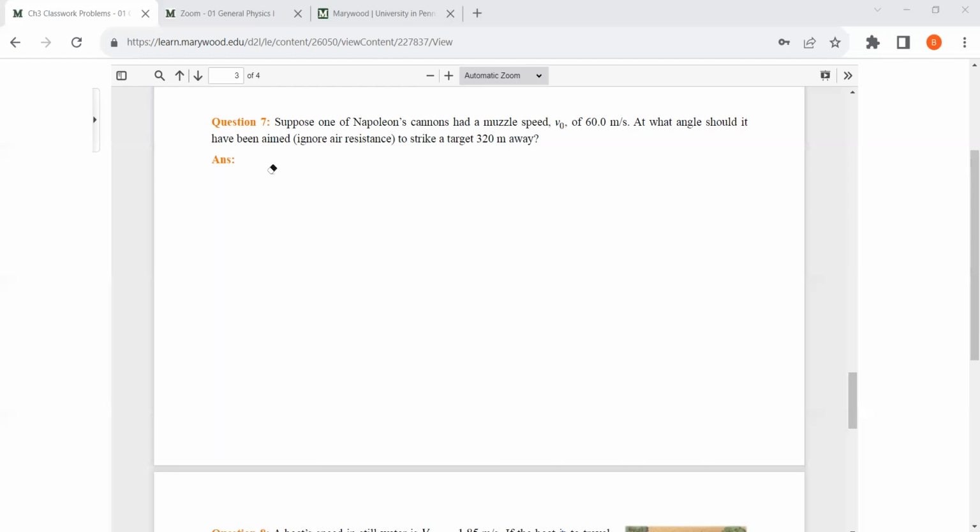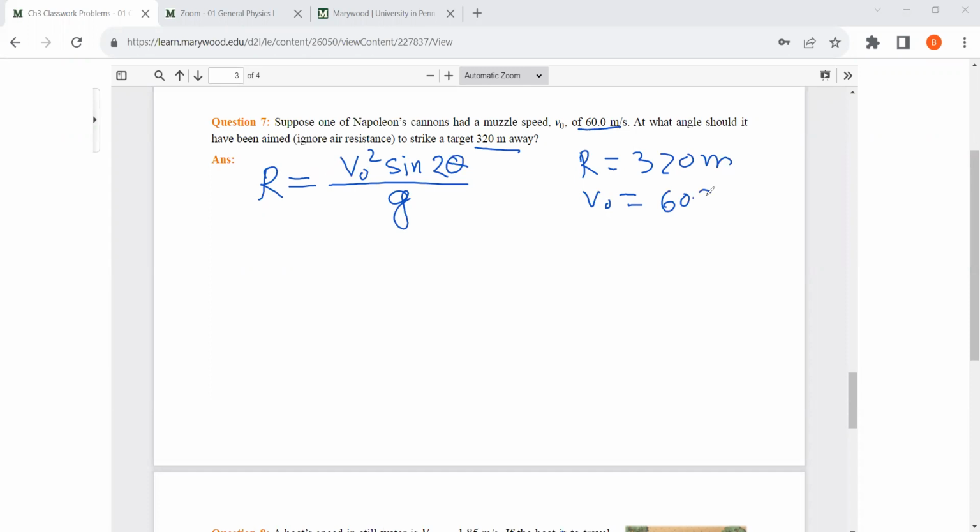The equation was something like this: R, the horizontal level range, is equal to V0 squared sine 2 theta over the gravitational acceleration. Here R is given as 320 meters, and this is the initial speed V0. We have to calculate theta, and we already know the gravitational acceleration. So let's plug these values in and see what we get.